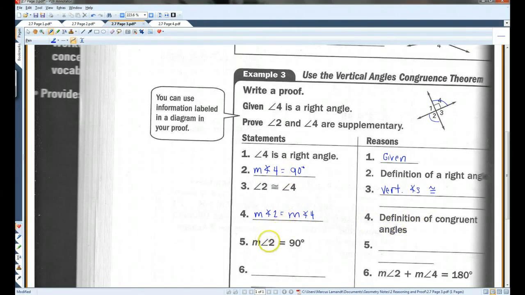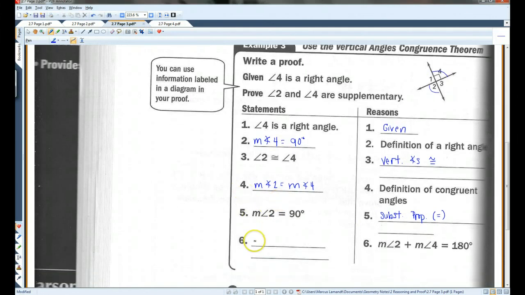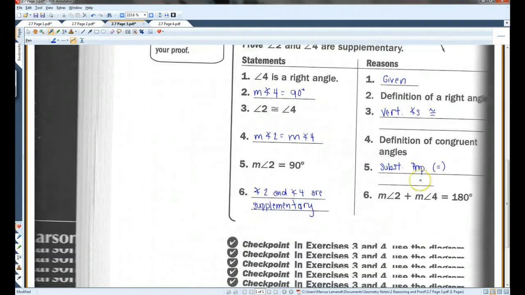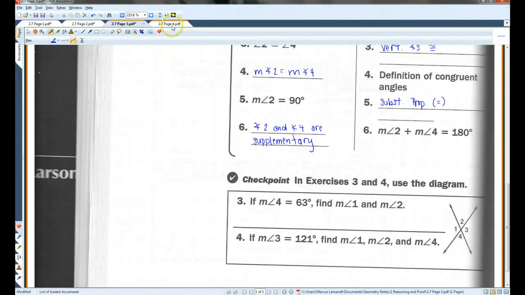If angle 4 is 90 degrees, and angle 2 and angle 4 are equal, then angle 2 also has to be 90 degrees. That's substitution property. You could also put transitive property if you wanted. Either one is fine. So, if they're both 90 degrees, then they're supplementary, because 90 degrees plus 90 degrees is 180. Alright, I'll let you guys do the checkpoint. Let's go on to the last page.